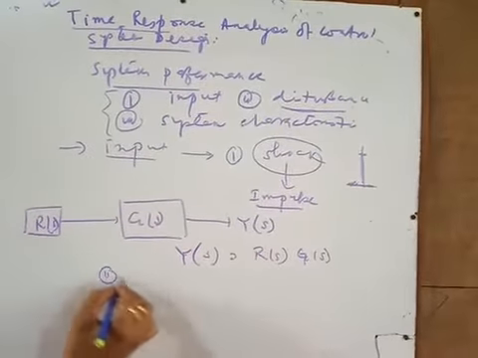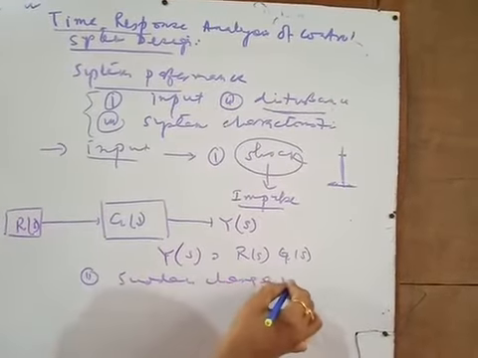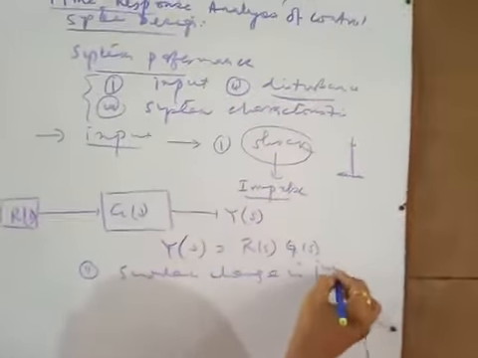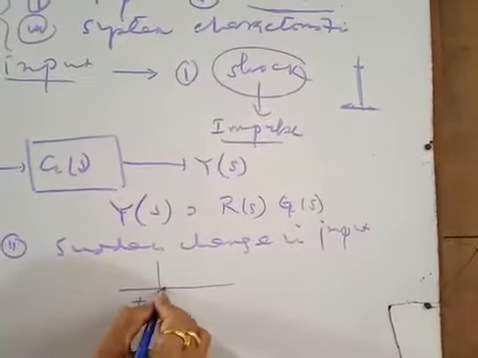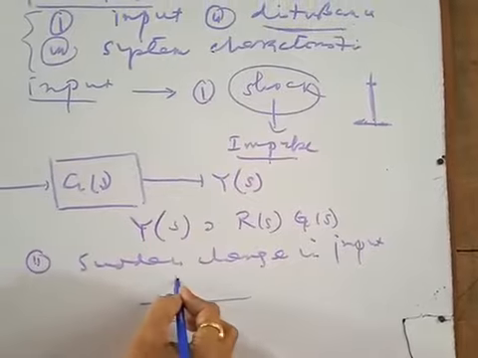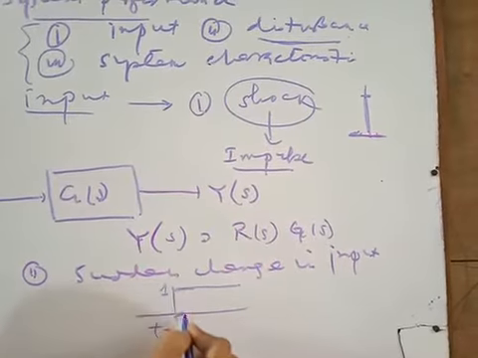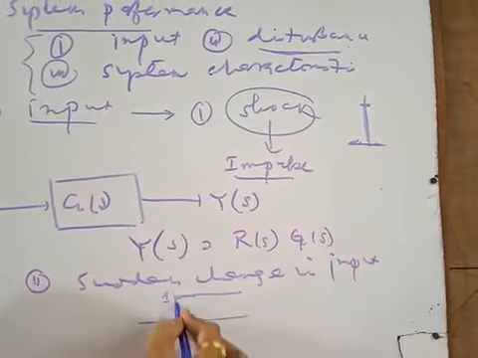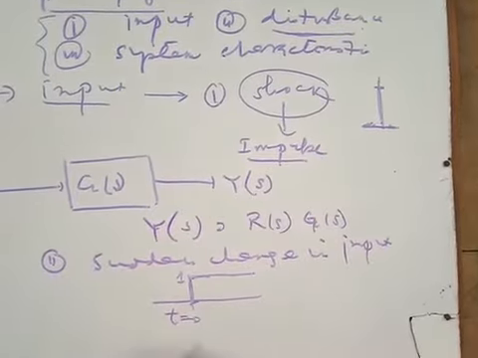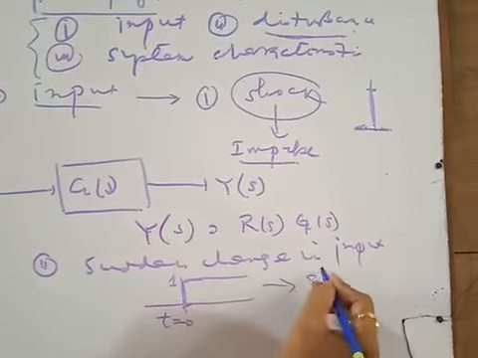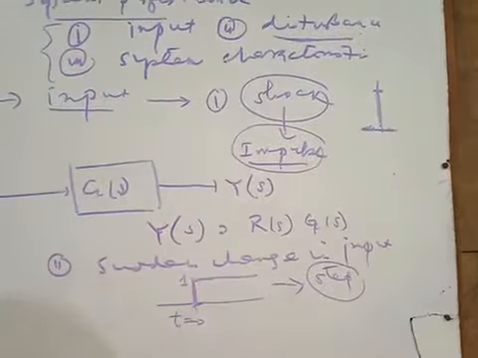Next is the sudden change in input. Sudden change in input means, for example, at t equal to 0 the magnitude is 0, and after t equal to 0, at every time the magnitude becomes 1. Suddenly you change the magnitude. That kind of change of input is known as a sudden change in input, and that is mathematically represented by the step signal. So impulse signal, step signal.